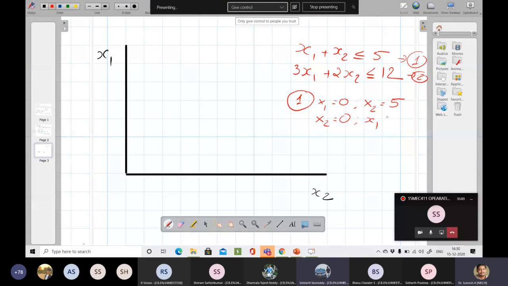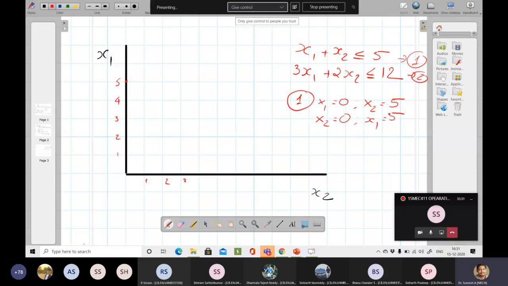Okay, so I'll just mark it here on the graph. This is 1, 2, 3, 4, 5. So this is the point where x2 is 0 and x1 is 5. Same way here also. So this is the point. Now joining these two points, I will draw a straight line.